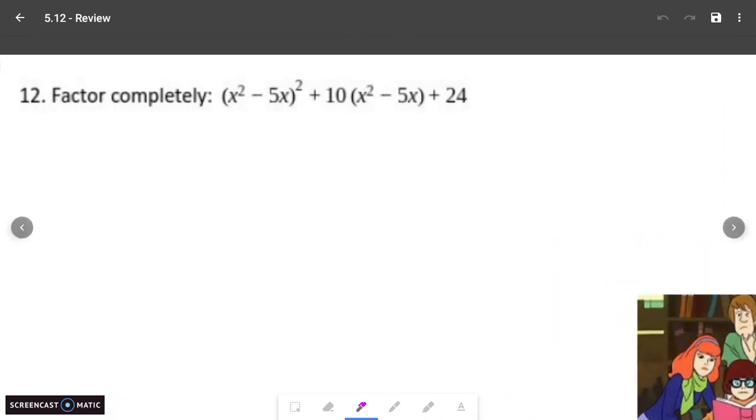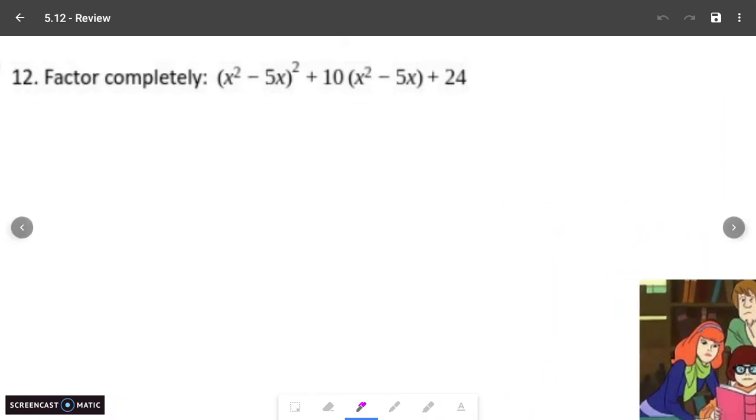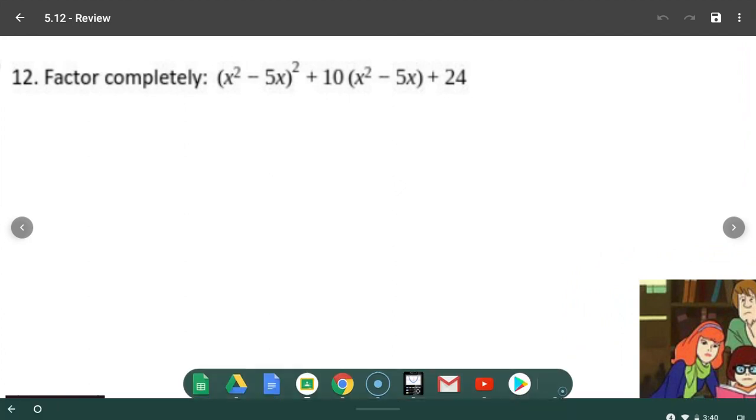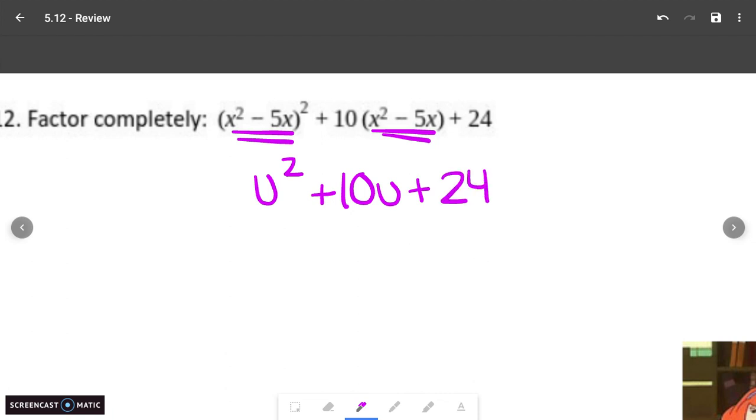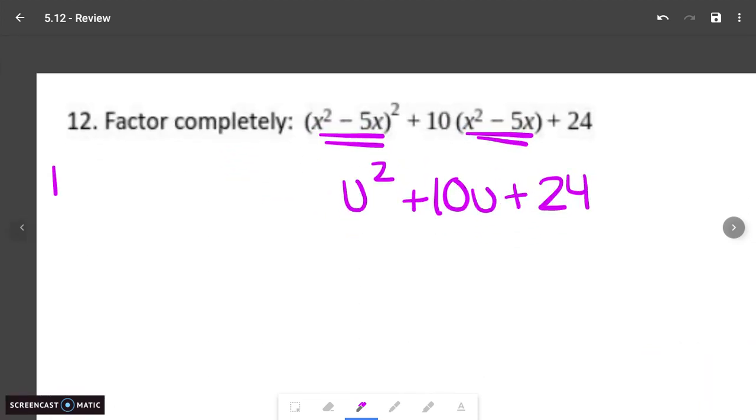All right, throwing it back to factoring. So it's been a while. Just make sure we're not too rusty. Do substitution, because remember, in those parentheses, when you have that repeat, that's when we're going to borrow the u's. So u squared plus 10u plus 24. Now I should make sure I write a let u statement, like let u equal x squared minus 5x, just so we have it.